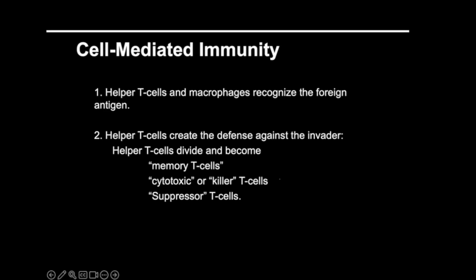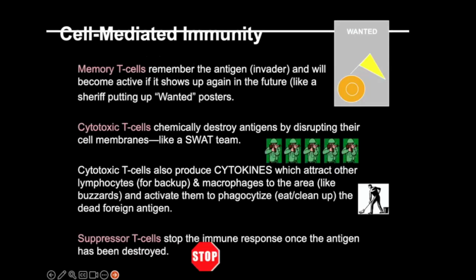Macrophages are getting ready to eat the invader. All right, so what happens here? The memory T cells do exactly what it sounds like. They remember the antigen. And if that antigen or invader or pathogen ever comes in the body again, they will become active quicker. It's kind of like a sheriff putting up a wanted poster. So everybody goes, oh yeah, that's the bad guy. So if I see the bad guy, I'm going to go attack him really quick. So the memory T cells remember the invader.